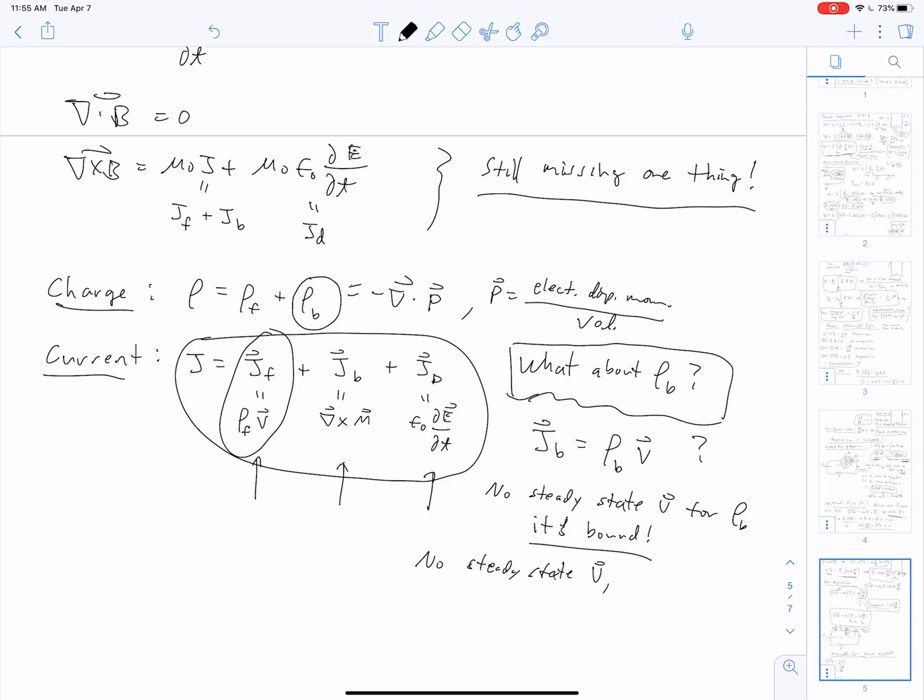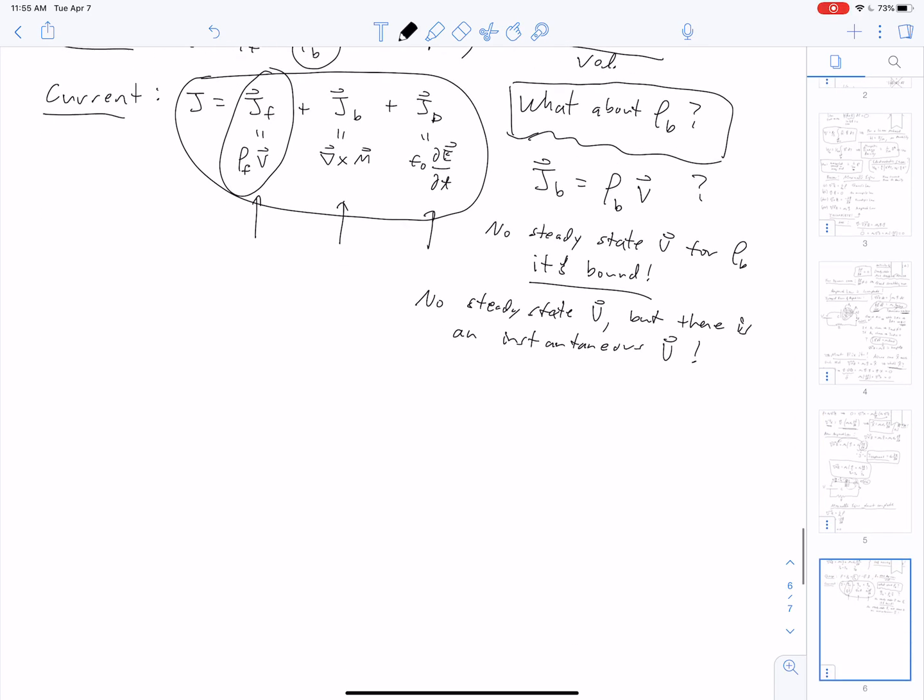No steady state v, but there is an instantaneous velocity, because the bound charge can be bouncing around like a dog. A dog is bound by a leash to a pole, and it's bound, but it can still bounce around. And the same thing with charge. Think of charge like a little dog, bound by a leash.